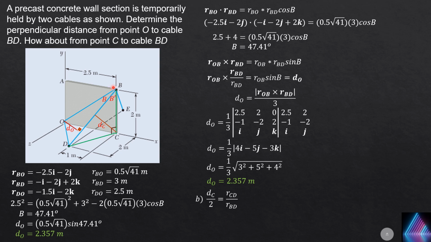B prime for this big triangle is CD, RCD, and the magnitude of RCD is the square root of 1 squared plus 2 squared, square root of 5, as to the hypotenuse, which is BD, and we already found BD, which is 3. So DC as to 2 equals the square root of 1 squared plus 2 squared, that's RCD, square root of 5, then as to RBD, magnitude 3. Solving for DC, it is equal to 1.491 meters.